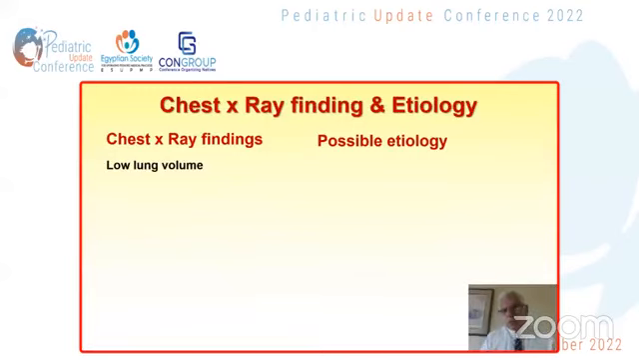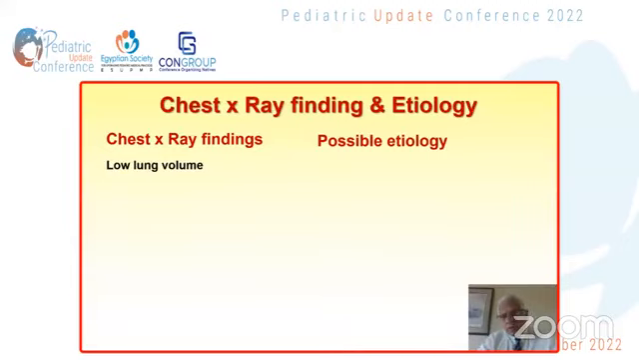Now, how do we differentiate between all these causes? The most useful test that we can do in any baby with respiratory distress is a simple chest X-ray. And the chest X-rays can give us very, very useful information about the etiology of that respiratory distress.